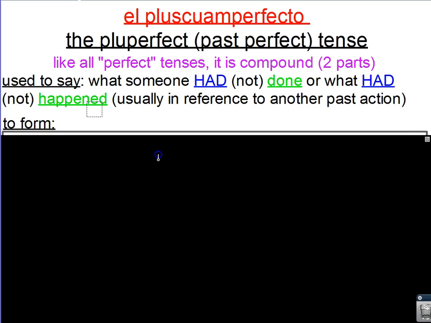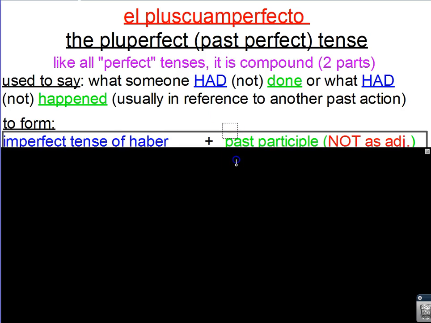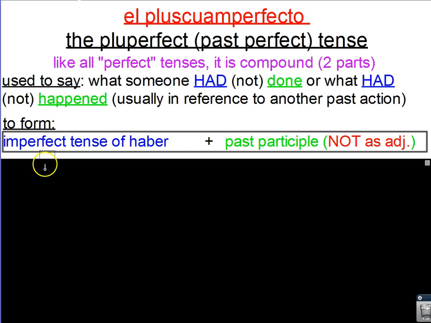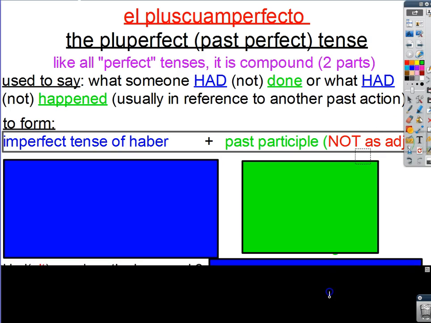Alright, so let's find out how to form it. Just like the present perfect, we use a conjugated form of haber plus past participle. But for this one, we need a past tense of haber, so we're going to use the imperfect. We use the imperfect of haber plus the past participle. Remember, when you are using the past participle, not as an adjective, it will always end in the letter O.